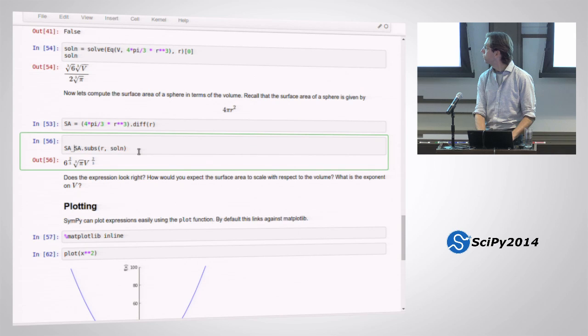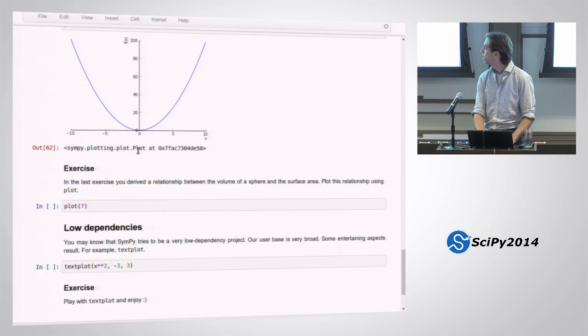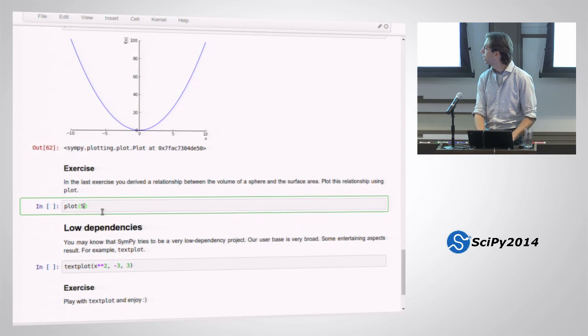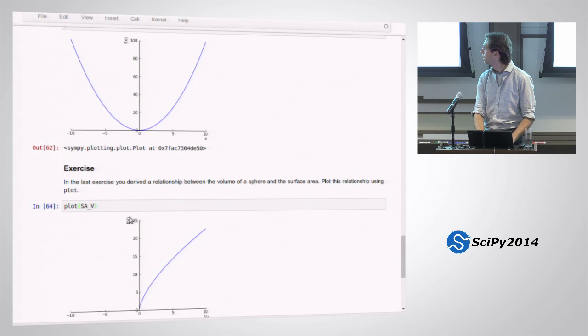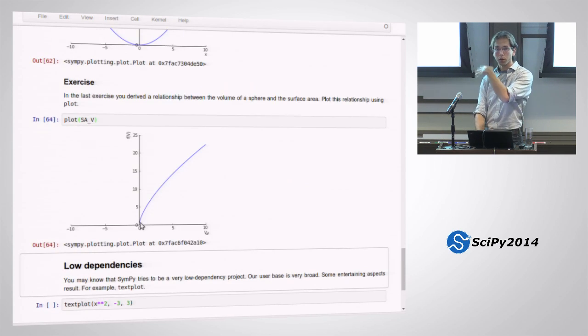This is the surface area in terms of V. So we can plot a relation, the volume in terms of surface area.